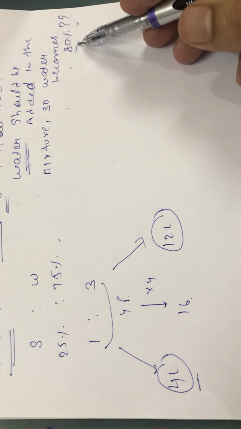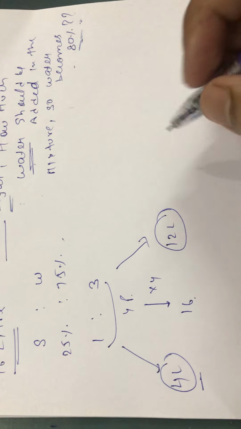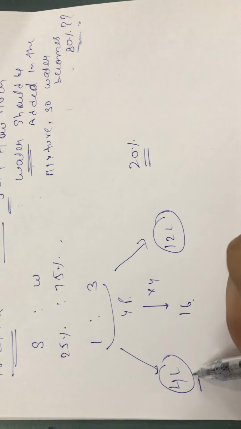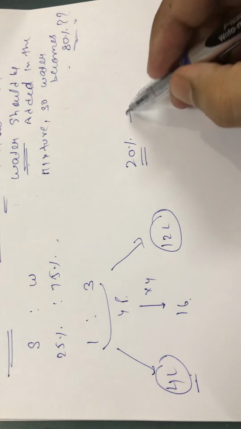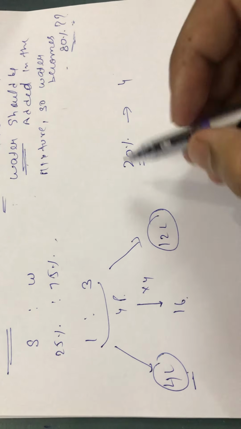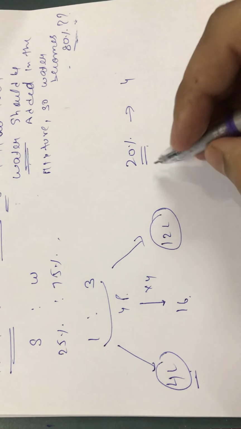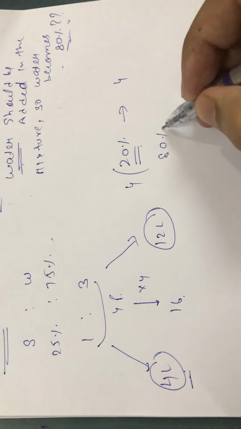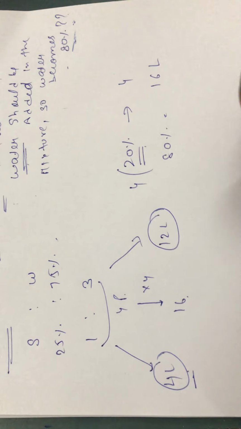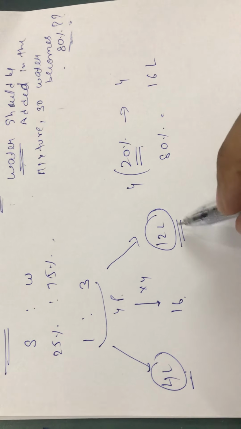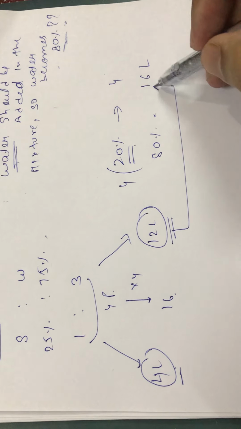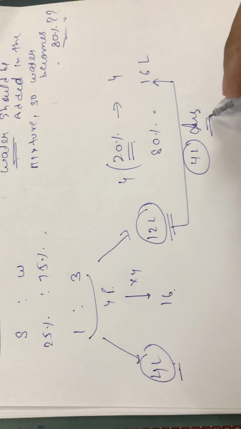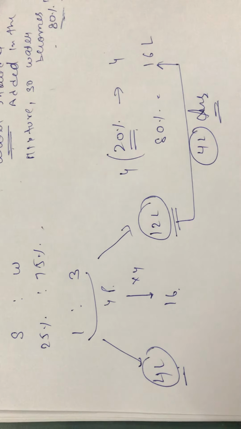If water is 80%, then obviously sugar will be 20%. I haven't added any sugar, so 20% value is 4. If 20% value is 4, then to make it 80, I need to multiply here by 4. So 80% value will be 16. It means previously water is 12 liters, now it is 16 liters. What is the value I am adding here? 4 liters. So 4 liters is my answer. I hope you all are clear with this.